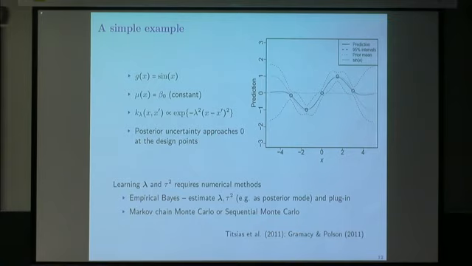In this example, we assume that we know the correlation parameters lambda and tau square, but usually this is not the case, so we need numerical methods to evaluate them. So we are going to use empirical Bayes, where we estimate these parameters and plug them into the equations, or Markov chain Monte Carlo and sequential Monte Carlo methods.